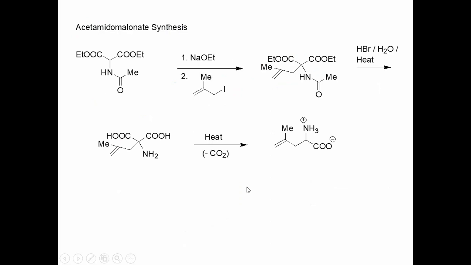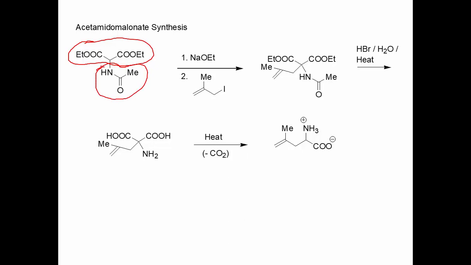Our next synthesis is called the acetamidomalonate synthesis, and it's based on something you've had before, the malonic ester synthesis. We're going to take this compound right here, which has the elements of malonic ester, or diethyl malonate, a compound we looked at when we were doing substitution reactions in the alpha position. The only difference is that it's also carrying this nitrogen group along with it.